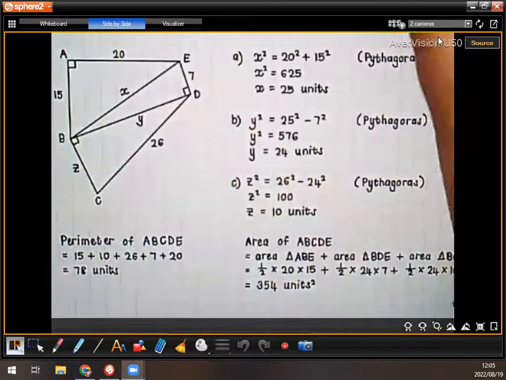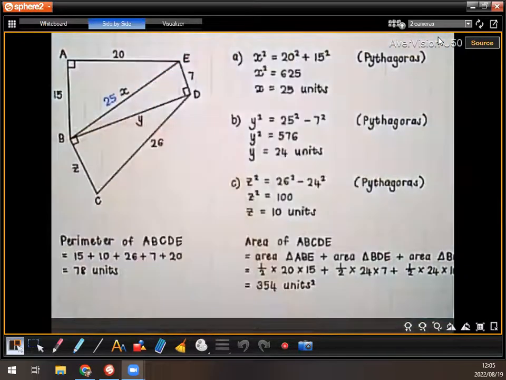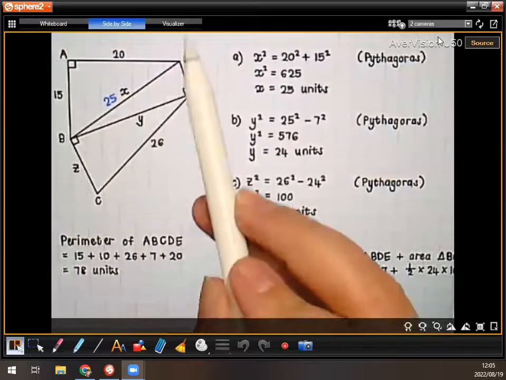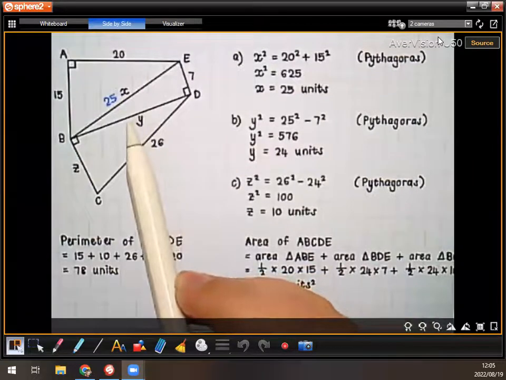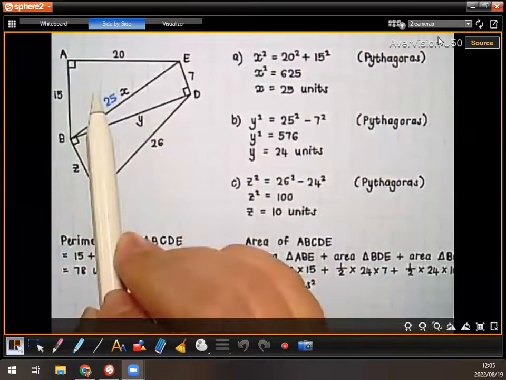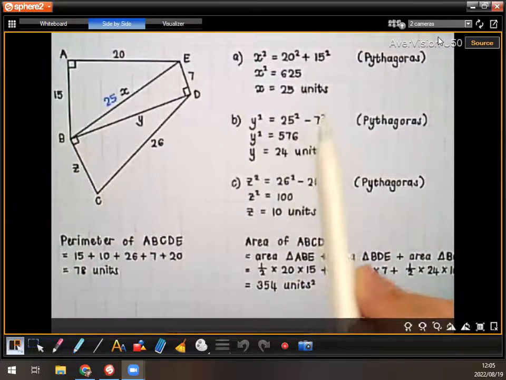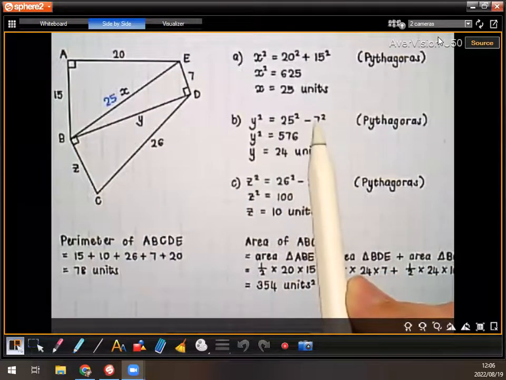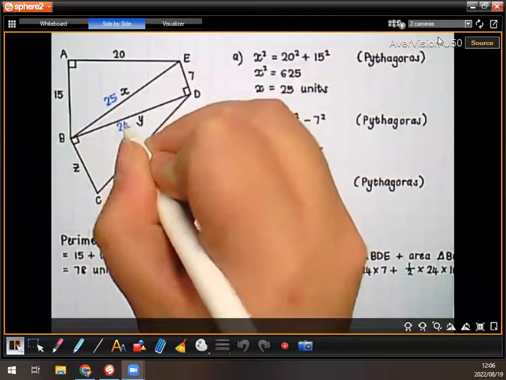Then once we have that x is 25, we can put it in there and now we can use that value in our other calculation. So now if we're looking at the middle triangle, we need to find y. Y is not the hypotenuse. So we're going to say hypotenuse squared minus the other one, 7 squared. That's why it's 25 squared minus 7 squared. So that will give you that y is 24.